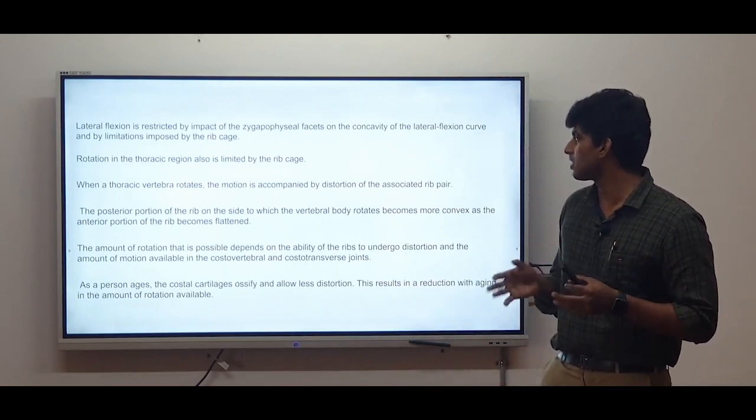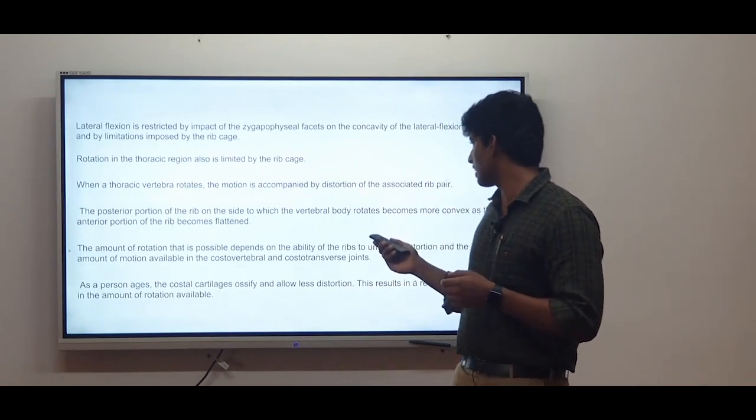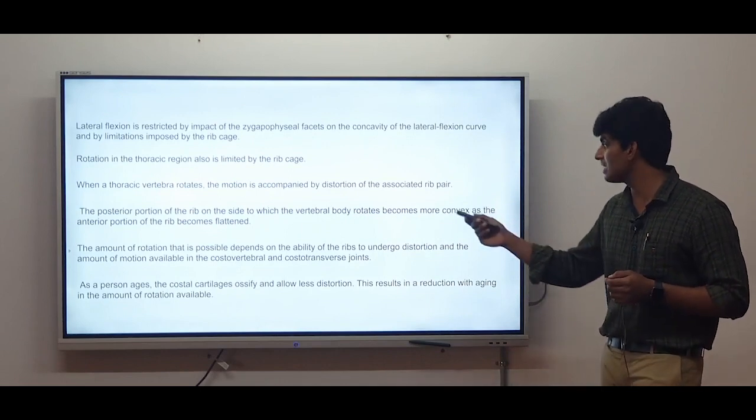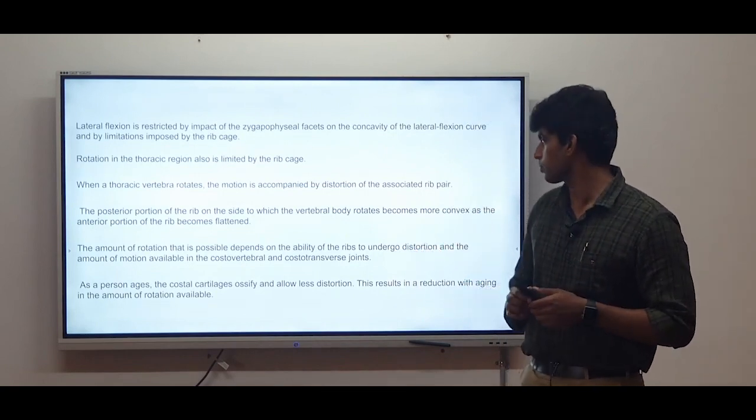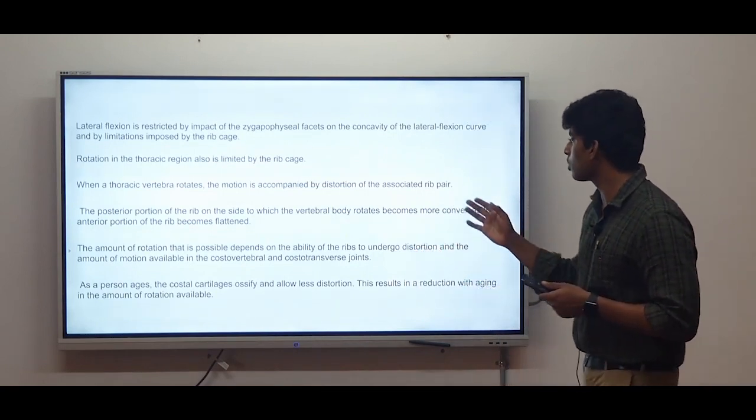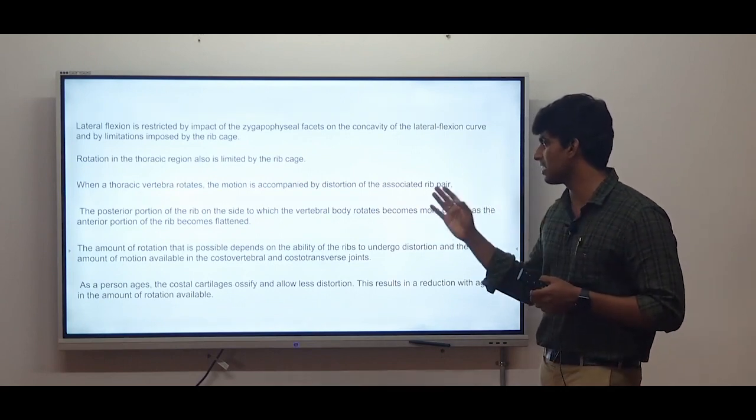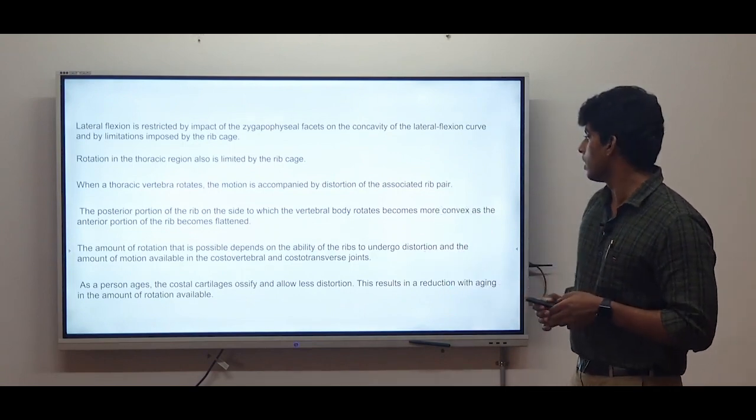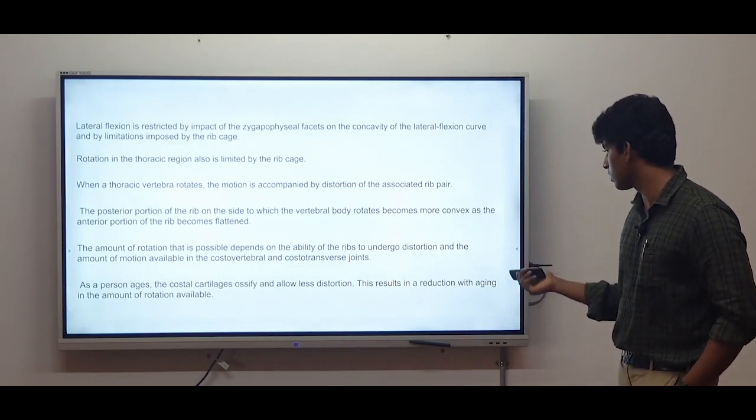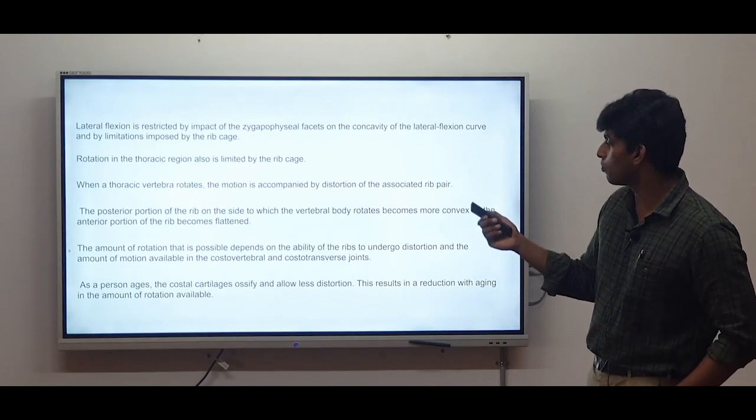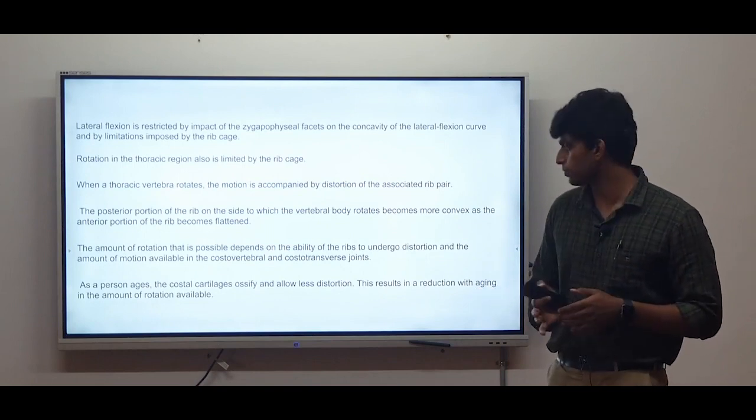So rotation in the thoracic region also is limited by the rib cage. When a thoracic vertebra rotates, the motion is accompanied by distortion of the associated rib pair. The posterior portion of the ribs on the side to which the vertebral body rotates becomes more convex as the anterior portion of the rib becomes flattened. Now, the amount of rotation that is possible depends on the ability of the ribs to undergo distortion and the amount of motion available in the costovertebral and costotransverse joints.